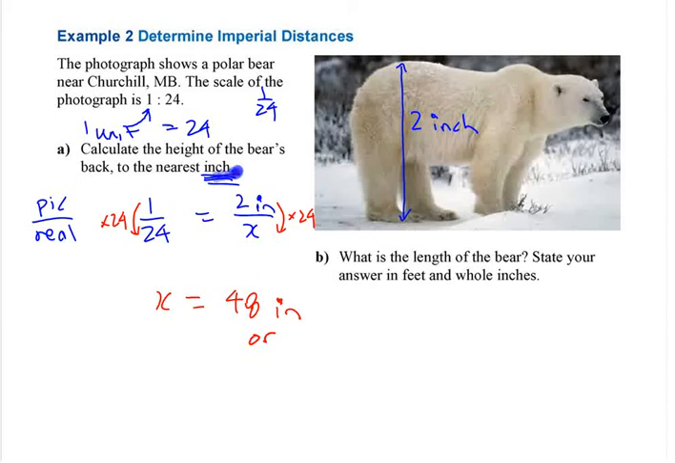Or if we want, what other unit would be appropriate to give there? It says inch here, but what would be another unit that we could give there that actually works out nicely? Yeah, feet. How many feet is that? 4.